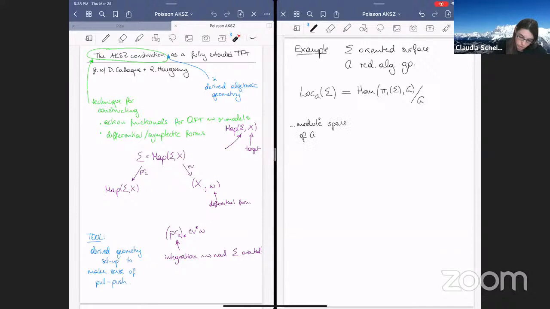of G-local systems. Sorry, Claudia, one more question on the chat. Whether the transgression reduces the degree of a form by the dimension of the source. Absolutely, yes. Thank you. Integration takes away, so if sigma is d-dimensional, then the integration takes away d degrees. Okay, thank you.